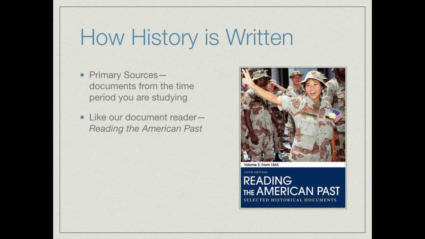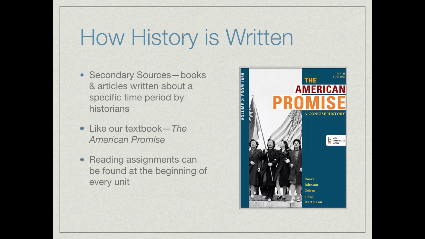History is written through something called primary and secondary sources. Primary sources are documents from the time period that we're studying. If you're reading about the Vietnam War, you might read a letter from a soldier who actually experienced the Vietnam War. That's a primary source. You're getting that information firsthand. We will be reading primary sources through our document reader, Reading the American Past Volume 2, which is one of our required texts.